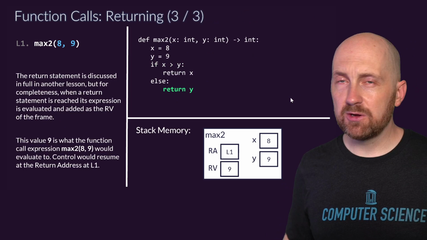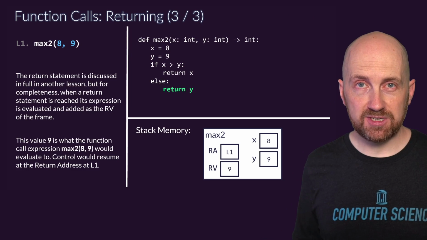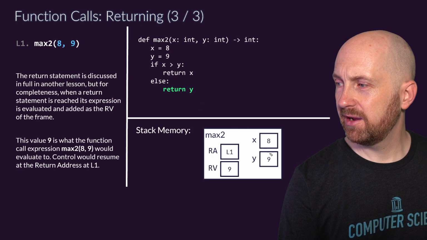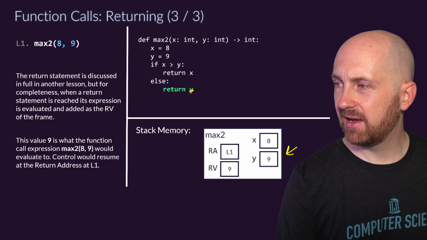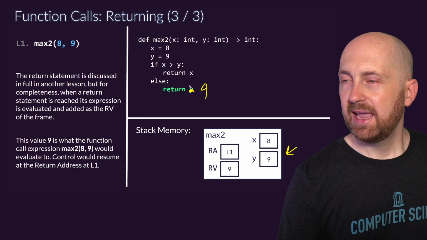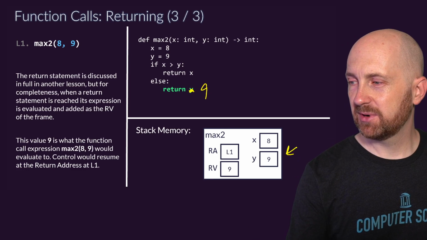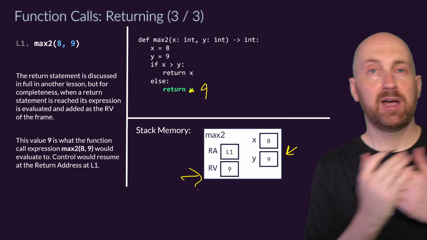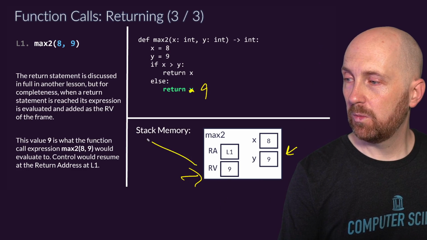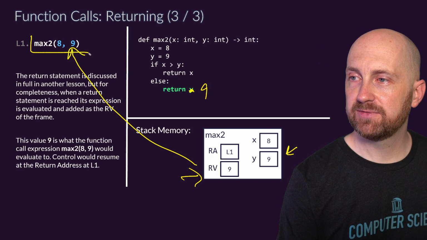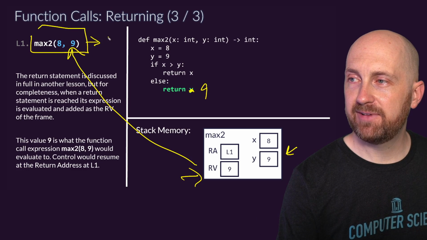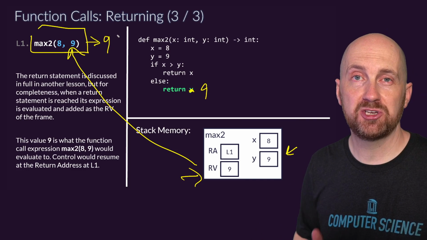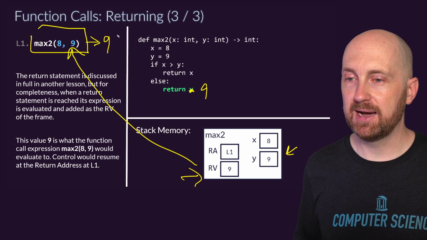So when we go to the else, we hit a return statement. And what does a return statement do? Well, we evaluate the expression here. So we evaluate return y, and we look up y in our frame, that's 9, so return 9. When we start diagramming this, we're going to indicate the return value of this function call is 9, and we're going to send this value 9 back to where this function call occurred, up on the return address of line 1. So this function call would evaluate to 9. When this function call expression is evaluated, its result would be 9.